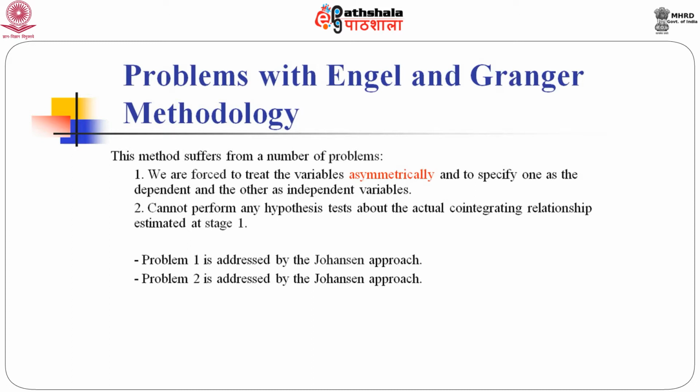So, if we get two contradicting results, one from the regression of yt on xt and the other from the regression of xt on yt, then we fail to conclude anything regarding the existence of co-integration applying this methodology. This problem is tackled by the Johansen approach, which I will consider in a minute. Secondly, we cannot perform any hypothesis test on the actual co-integrating relationship based on stage 1. This problem is also tackled by the Johansen approach.